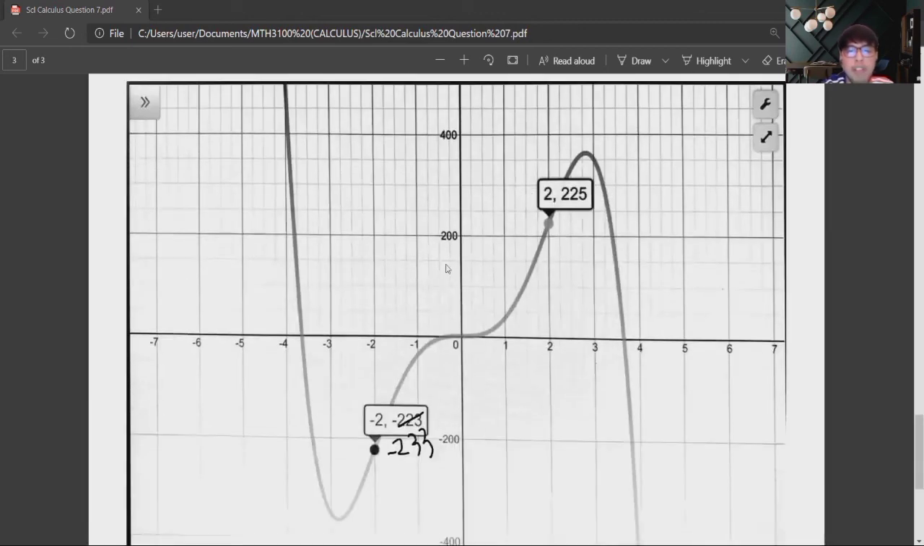So this is the graph that we get if we plot it, which shows the negative side and the positive side.